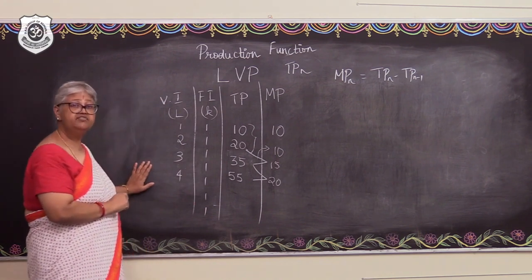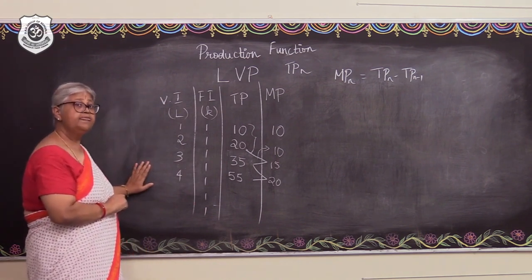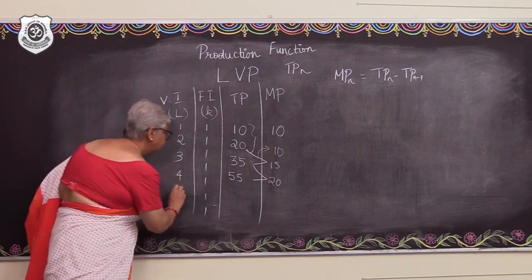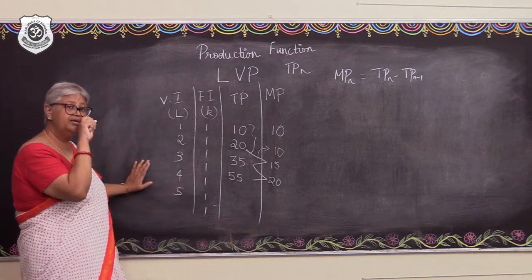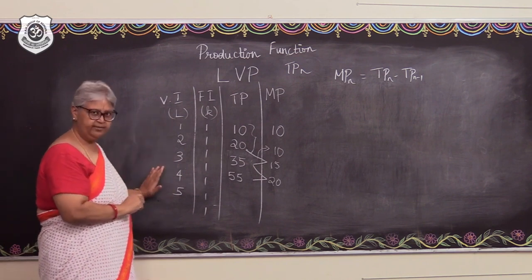Yes, that would be 55. Then let's take up 1 more unit of variable input. In this case, it's going to be labor.